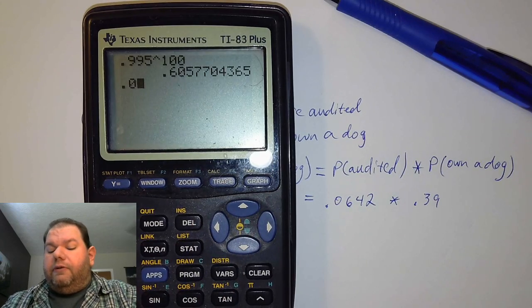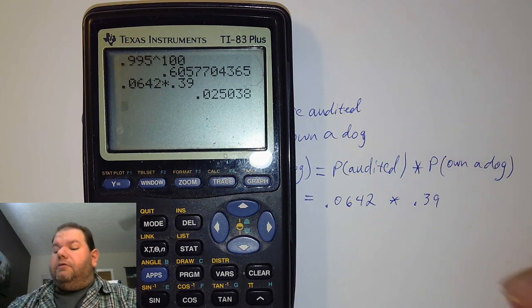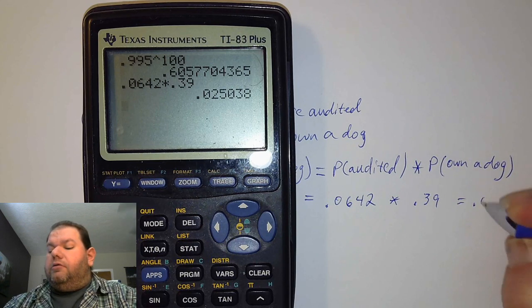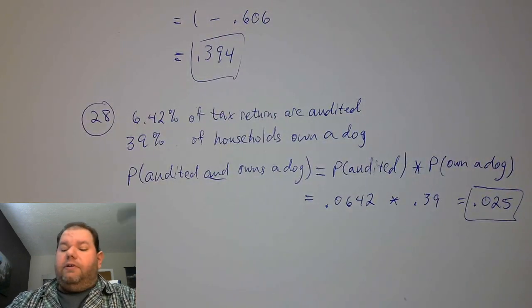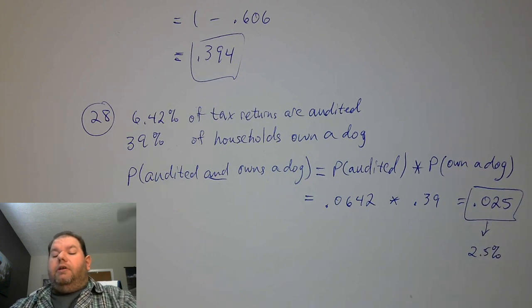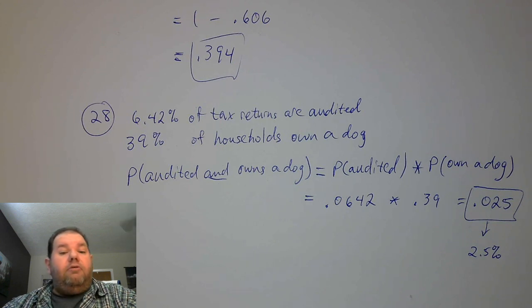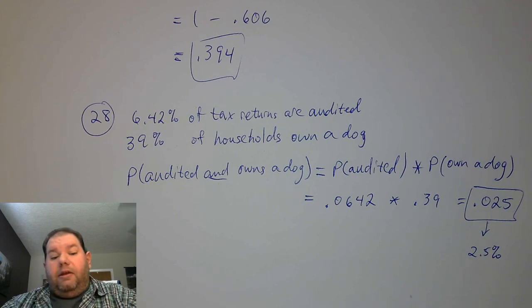So 0.0642 times 0.39. And so it gives us 0.025. So roughly 2.5% of households are audited in a given year and own a dog. So anyway, let's move on to the next section.